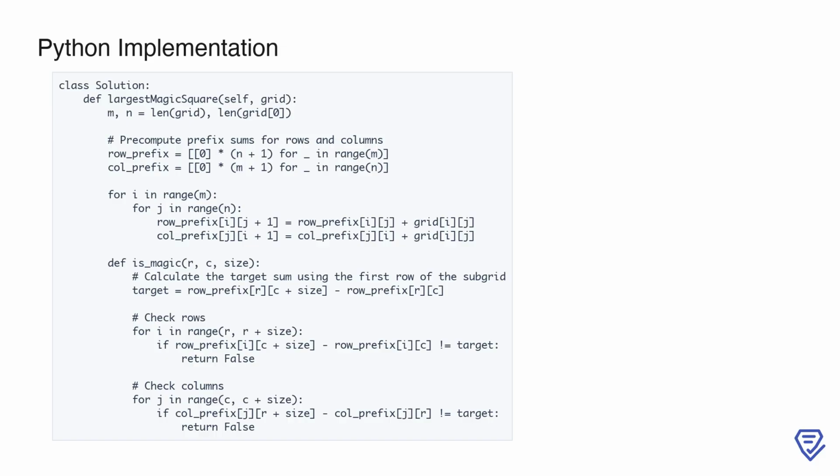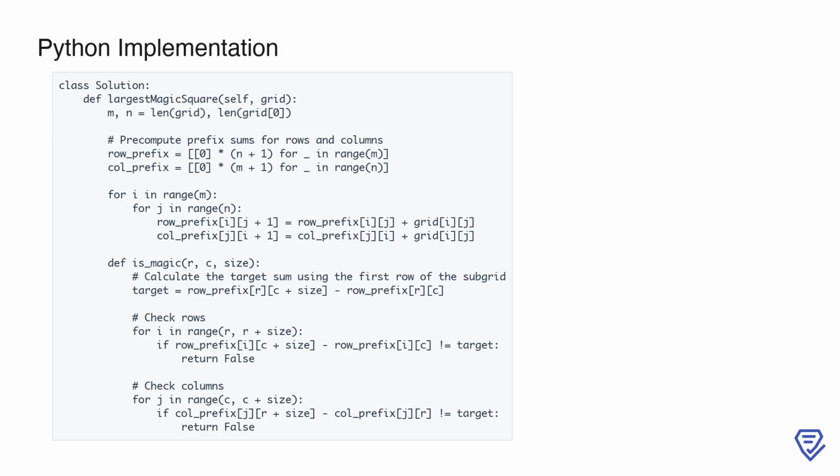The row_prefix array stores cumulative sums for each row, while the col_prefix array does the same for each column. These prefix sums allow us to calculate the sum of any subarray in constant time. The nested loops then populate these arrays by iterating through each cell in the grid, updating the cumulative sums for both rows and columns based on the current cell value.